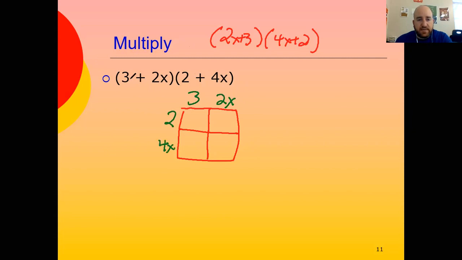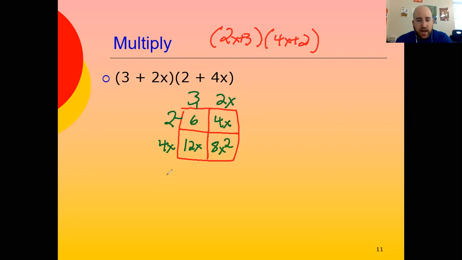Again, if any of these had a negative sign, you would have to carry the negative down here as well. So now all I'm going to do is multiply whatever goes to each box. So 2 and 3 go to this box, which would give me 6, okay? 2 and 2x go to this box, which is 4x. 4x and 3 go to this box, which is 12x. 4x and 2x go to this box, which would give me 8x squared.